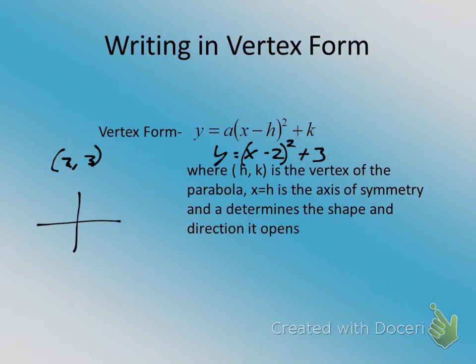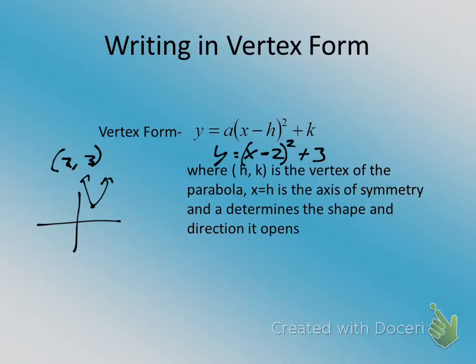Who remembers where the vertex is? It's the high or low point, the min or max, exactly. Now, on the coordinate plane, where is 2, 3? 2 to the right, 3 up, first quadrant. Good. It's over here, and there it is. Notice how, even though your equation says x minus 2, it shifted 2 to the right.